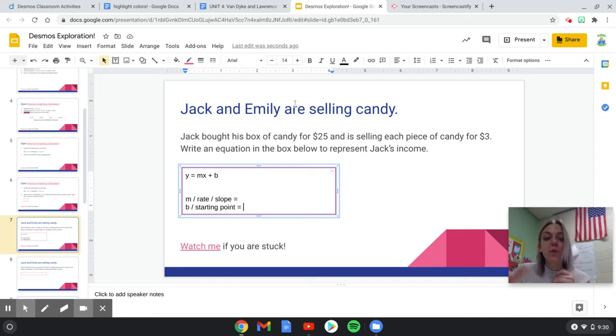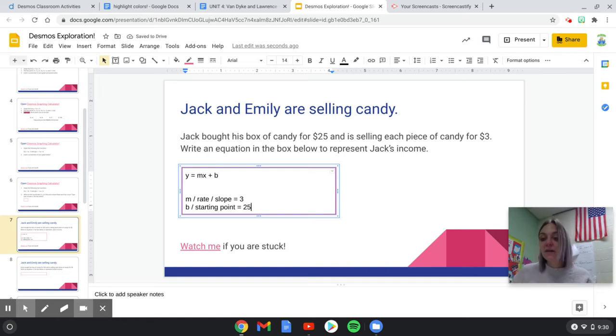So if I'm thinking of what's more of my starting point versus what's more of my rate or my slope, I know he has a $25 one-time starting fee. But then he's going to make $3 every time he sells a candy bar, which is going to happen more often. So I know that my m value has to be 3. That's my rate. He earns $3 per candy bar or piece of candy he sells. And then the starting point is going to be 25 since he paid that $25 initially.